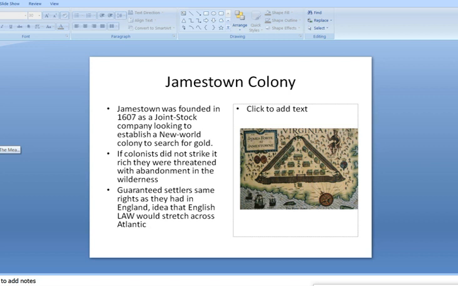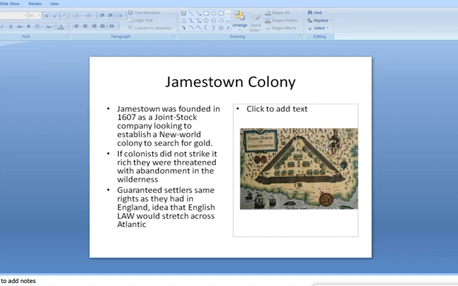In 1607 is going to be the big year, because that's going to be the first year when the British are actually going to set up a permanent colony. And that permanent colony is going to be Jamestown. Jamestown is in Virginia, okay? And it is going to be a joint stock company. It's going to be established to set up a colony in the New World to search for gold. Does that sound familiar? It should.